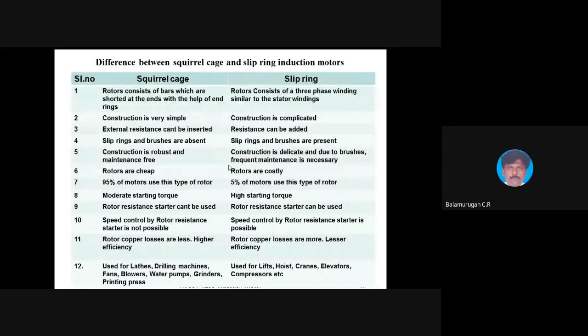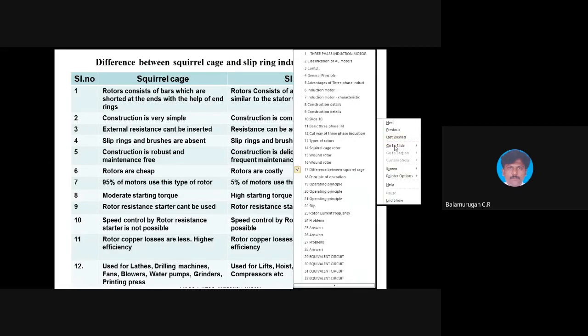So this is the difference between the squirrel cage and slip ring induction motor. In the squirrel cage we'll have only rotor bars. In the case of slip ring induction motor we'll have windings: the 3-phase stator windings, and the rotor also contains windings. So construction will be simple in the case of squirrel cage, and here the construction will be complicated.